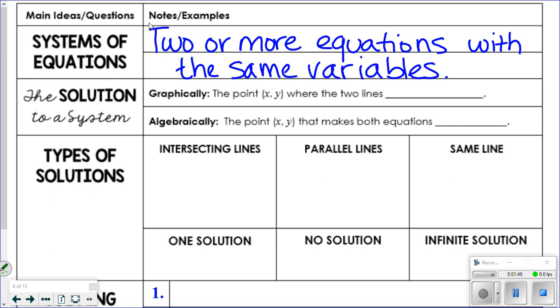Graphically, the point x comma y, where the two lines intersect, that would be our solution or our answer, the intersection point. The solution algebraically is the point x comma y that makes both equations true. So when we plug them in, we get a true statement.